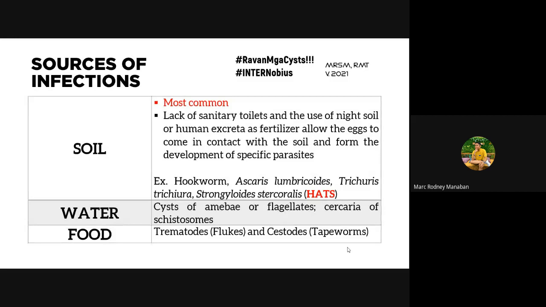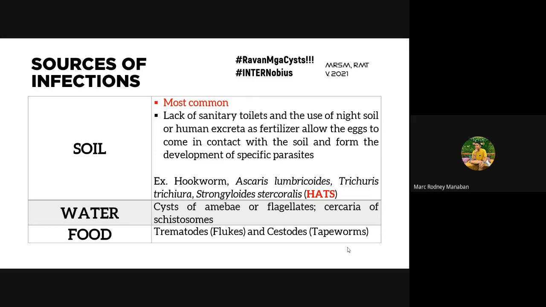And it's primarily brought about by the lack of sanitary toilets for disposal of human wastes, and also the use of night soil and human excreta as fertilizer. Of course, that could be a source of parasites. A good example, from a video I saw, is North Korea, where they use human excreta as a fertilizer.